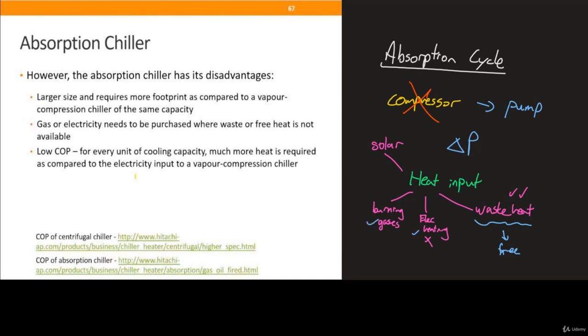And lastly, the COP for the absorption chiller is actually very poor. That means you will need a lot of waste heat in order to generate 1 ton of cooling. So only if you have a lot of waste heat and have no other use for it, then the absorption chiller is a very viable option.